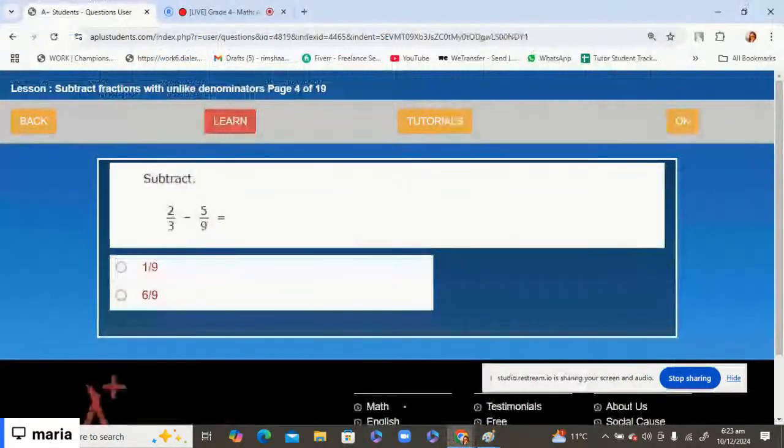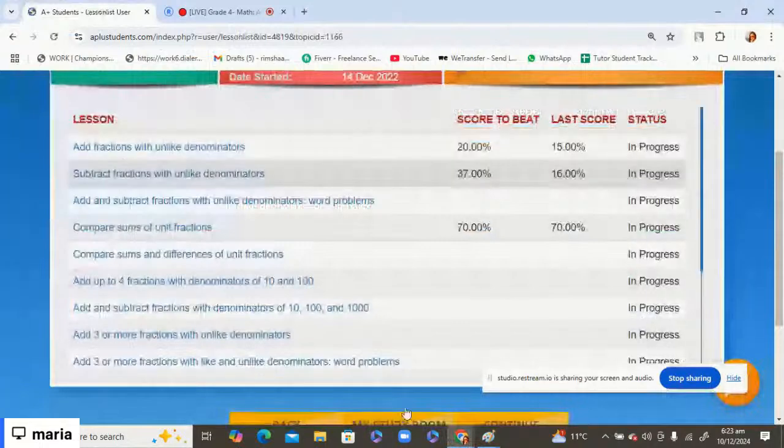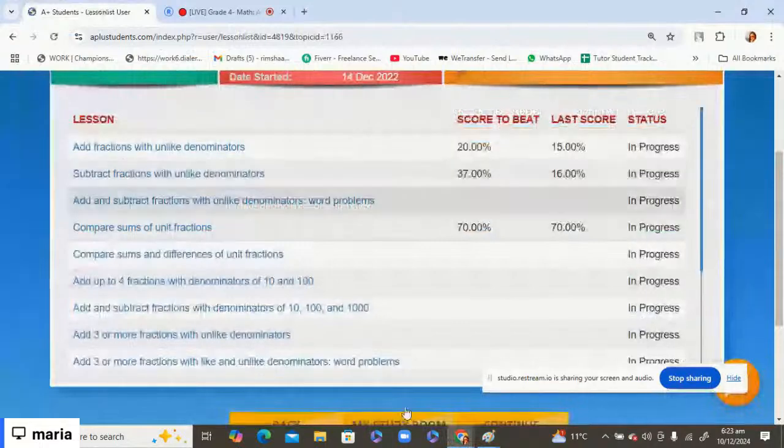Hope you guys understand this lesson as well. Solve the rest of the test questions by yourself now. Let's discuss the next lesson. So we have done these two first lessons. Now let's do the next: add and subtract the fractions with unlike denominators, word problems.